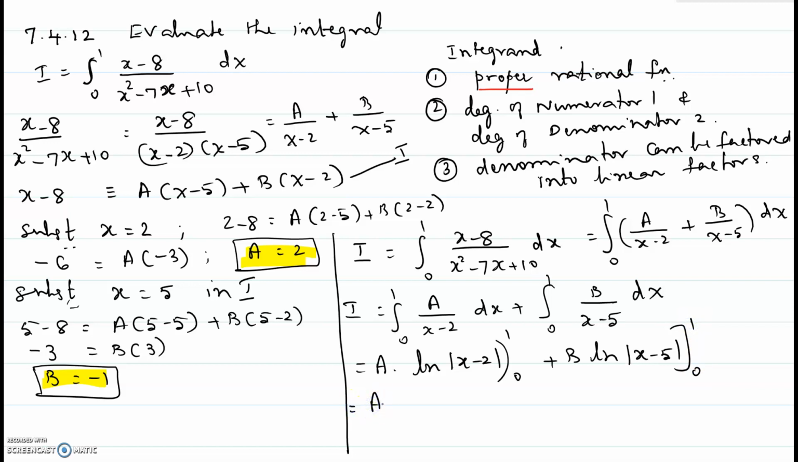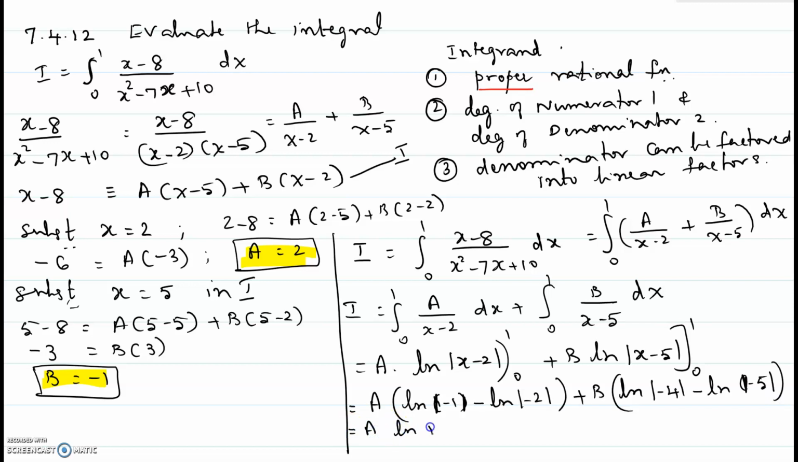So it is A times, plugging in the upper limit, ln of the absolute value of 1 minus 2, which is negative 1, minus ln of the absolute value of 0 minus 2, plus B times ln of the upper limit 1 minus 5, which is negative 4, minus ln of 0 minus 5. When you plug in the lower limit, it will be negative 5. So it is A times (ln 1 minus ln 2) plus B times (ln 4 minus ln 5).